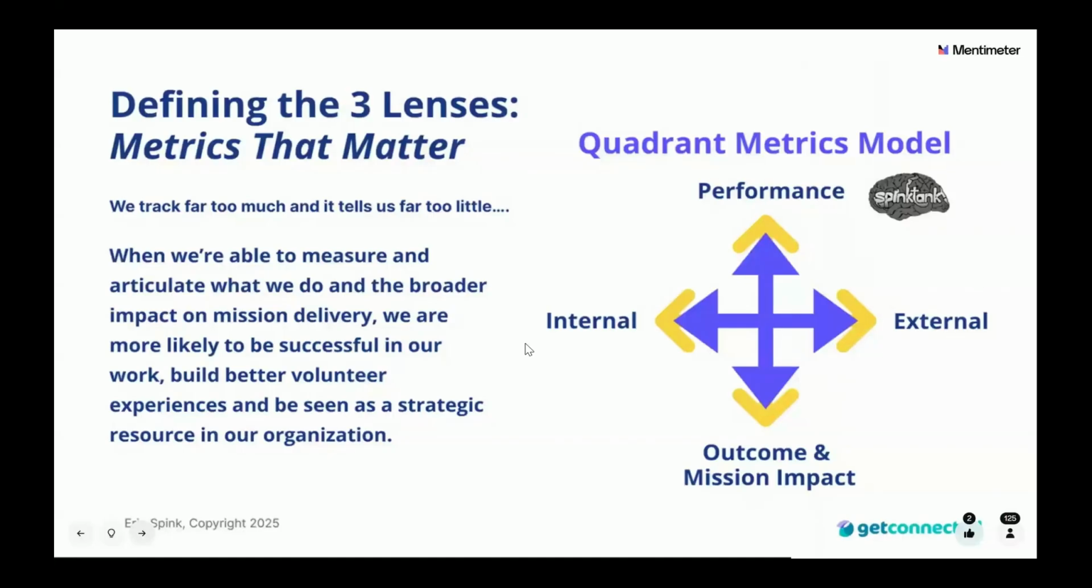Okay. The outcome and mission impact, some examples of metrics that would be things like referral, right? Word of mouth is still the number one source of volunteers, and often the strongest source of people who are actually going to follow through and become volunteers with us. So, what percentage of word of mouth is there, or like peer referral is there?